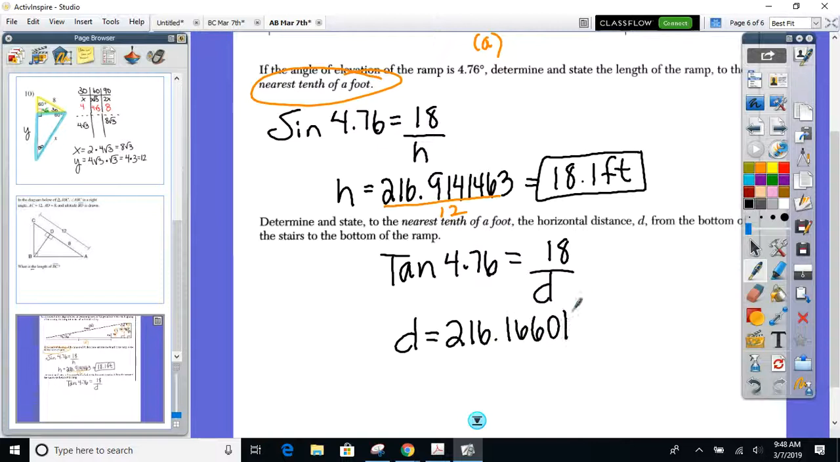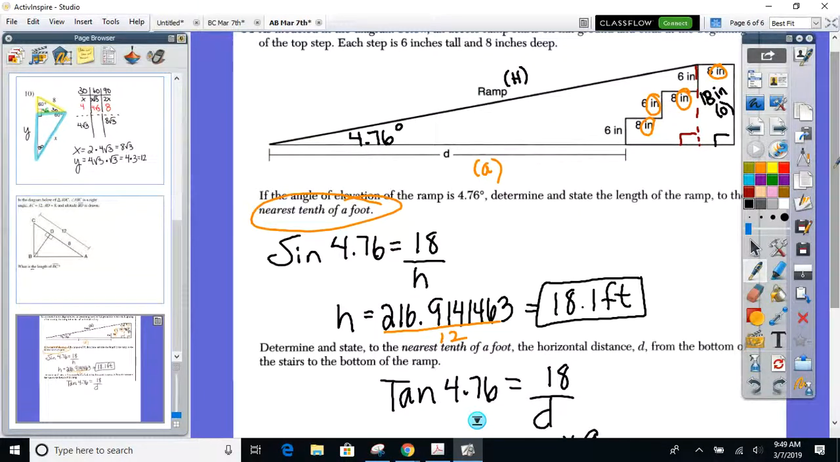I like the chatter that's going on because you're seeing probably something that doesn't look right. We're getting another 216.166. You might want to hold off on dividing by 12. Hey, everyone, we didn't just find D. We found more than D. We found the adjacent side in the right triangle we're working with.